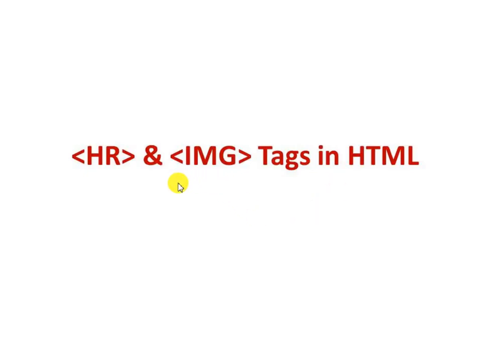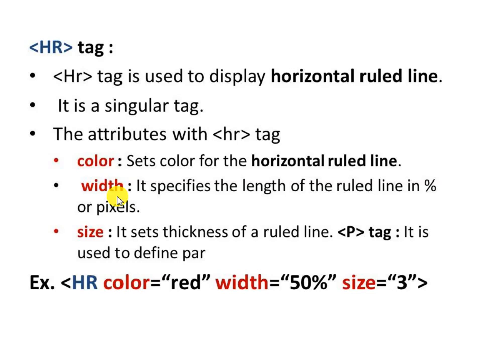Hello students, today we are going to learn the HR and IMG tags in HTML. The HR tag is a singular tag that stands for horizontal rule line. It displays a horizontal line on your web page. We will learn the different attributes of the HR tag, that is color, width, and size.